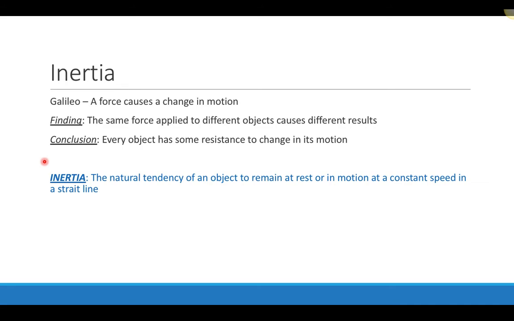So we defined this tendency of an object to remain at rest or in motion at a constant speed in a straight line as inertia. So inertia is basically measuring an object's resistance to change. And we can measure an object's resistance to change by measuring the mass of the object. So the larger the mass of the object is, the larger its inertia is, and the greater tendency that object has to remain at rest or in motion at a constant speed in a straight line.